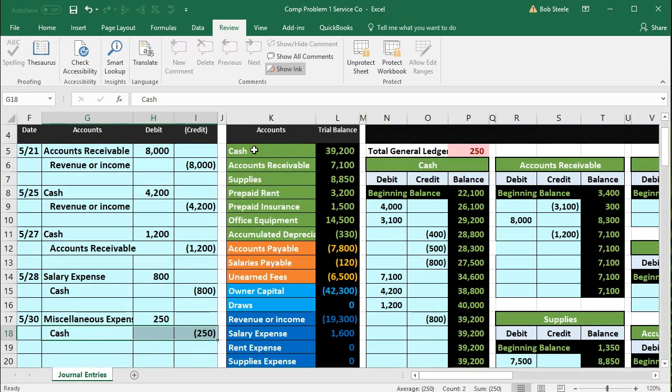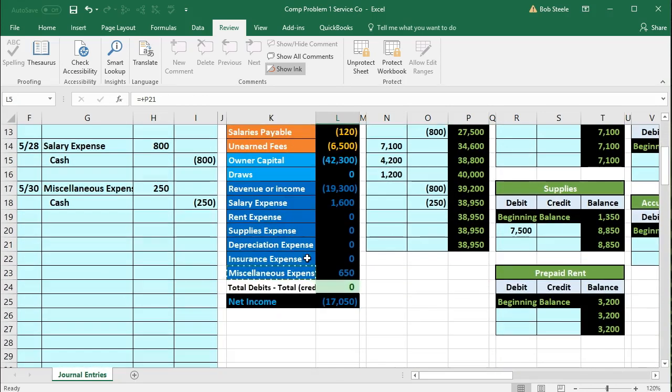Cash is the first account on the trial balance and therefore the first account on the general ledger. We're looking to be at the credit side of it. So we're going to scroll down to 018. 018 will then equal this credit of 250. Once we select enter, it'll bring that 39,200 down by 250 to 38,950. That amount then being the amount recorded on the trial balance, and we are now back in balance.